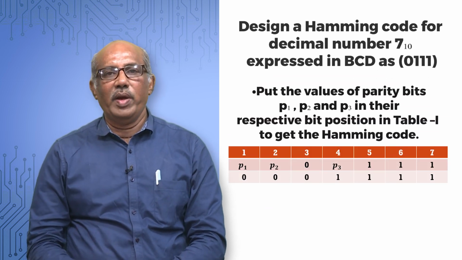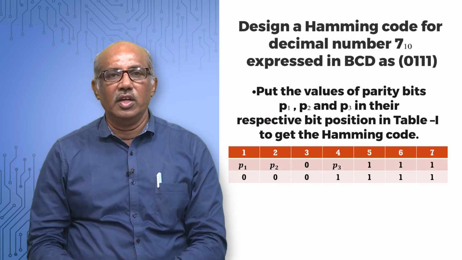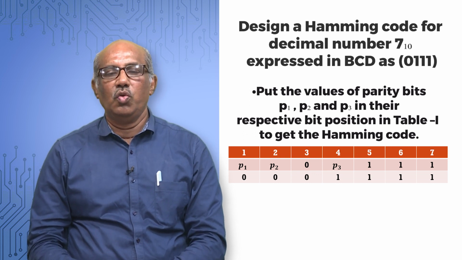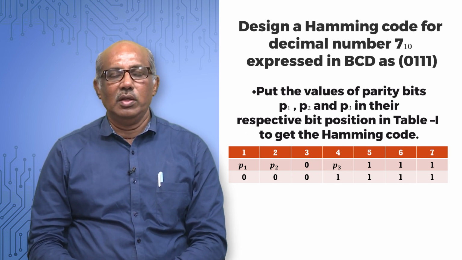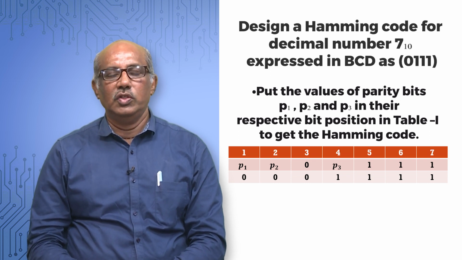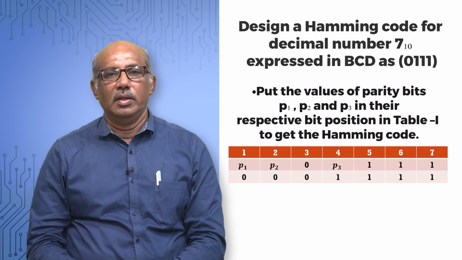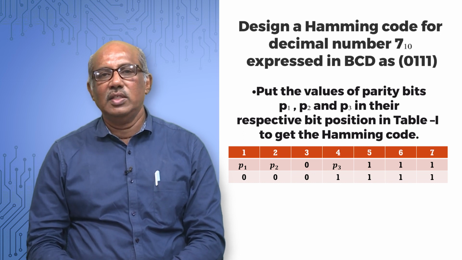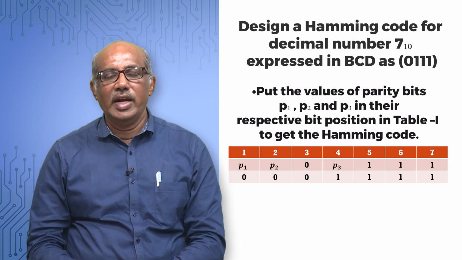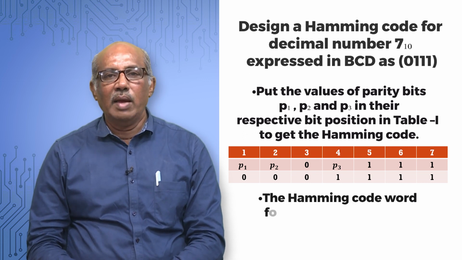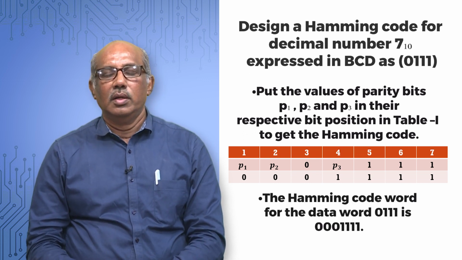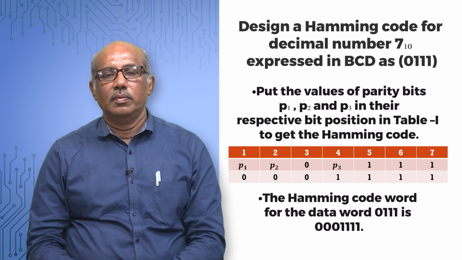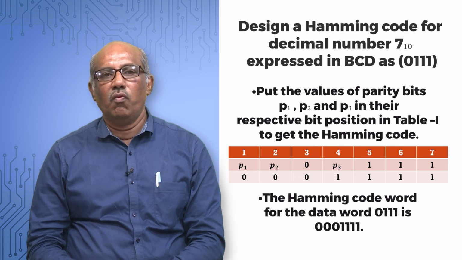Now, put the values of parity bits P1, P2 and P3 in the respective bit positions in table 1 to get the Hamming code. So, P1 we have got 0, P2 we have got 0, then we have the data bit in position 3, 0, then in position 4 we have the parity bit P3 whose value we obtained as 1, then the position 5, 6, 7 values are the data bits 1, 1, 1. The Hamming code word for the data word 0, 1, 1, 1 is 0, 0, 0, 1, 1, 1, 1.